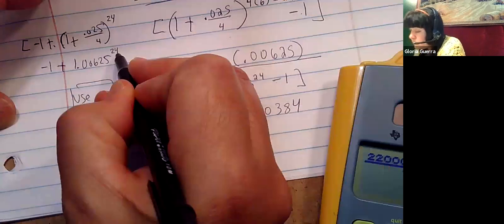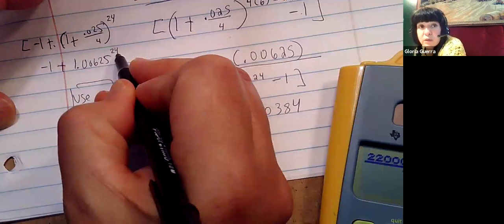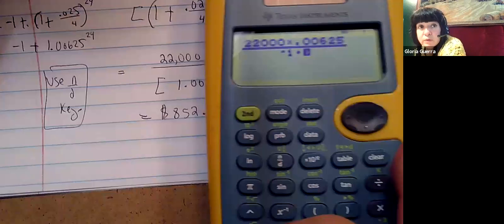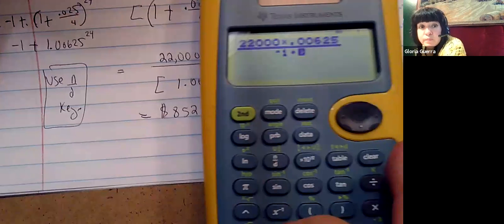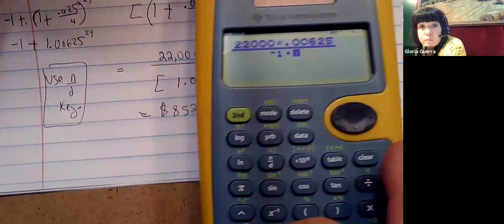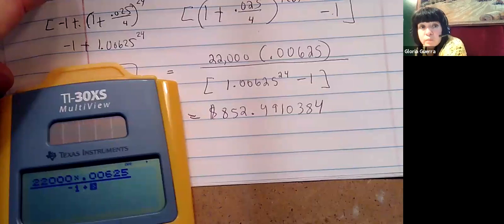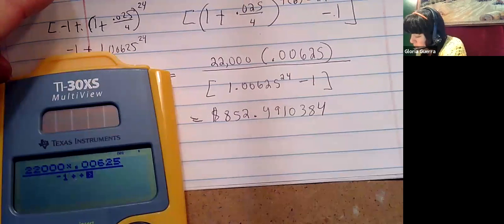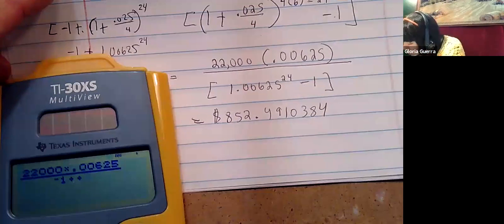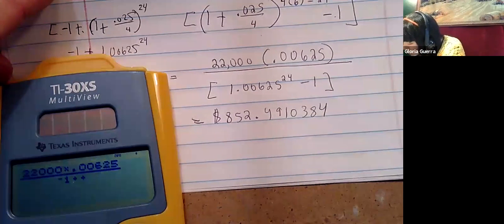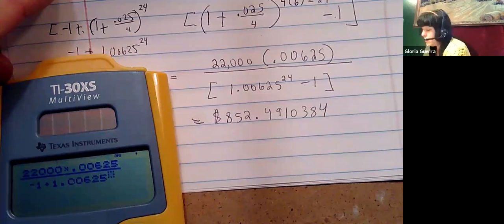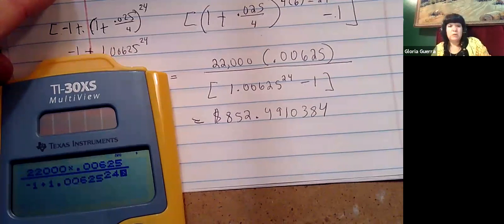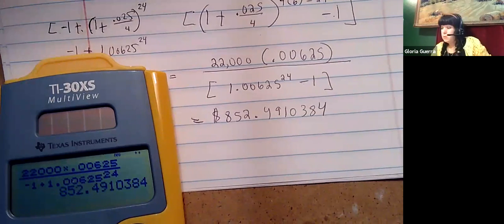Okay, so I did -1, and then plus, oh, I had already done a plus, let me back, I already put a plus sign, plus 1.00625 raised to the 24th power. Yeah, and then enter. I should get the same thing.